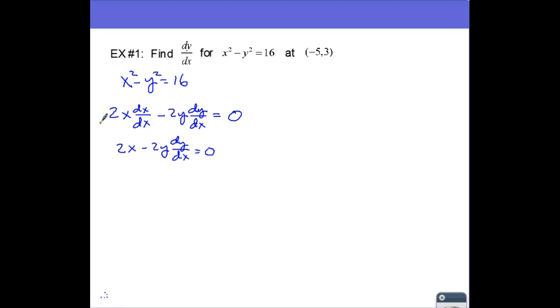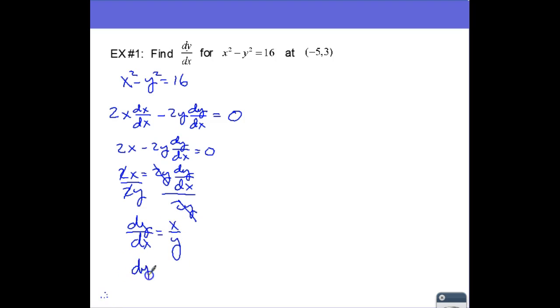Okay, so let's go ahead and get dy/dx on one side of the equation. So if we add the 2y dy/dx term to both sides, we get 2x is equal to 2y dy/dx. Now I can divide both sides by 2y. When we do this, the 2's cancel, and dy/dx is equal to x over y.